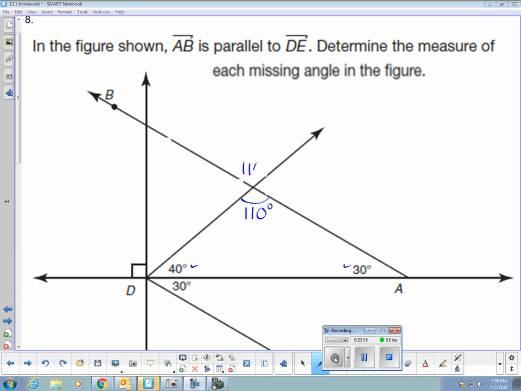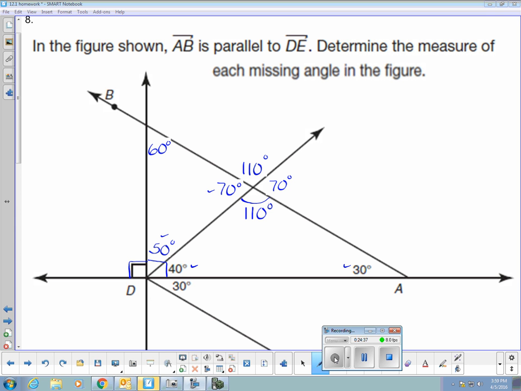So vertical angles are congruent. Supplementary angles are 180 degrees. If this angle here is 90 degrees, then these angles together must also be 90 degrees. And so that means this angle needs to be 50. And if I know this angle is 50 and this angle is 70, together that's 120. So that means this angle has to be 60.